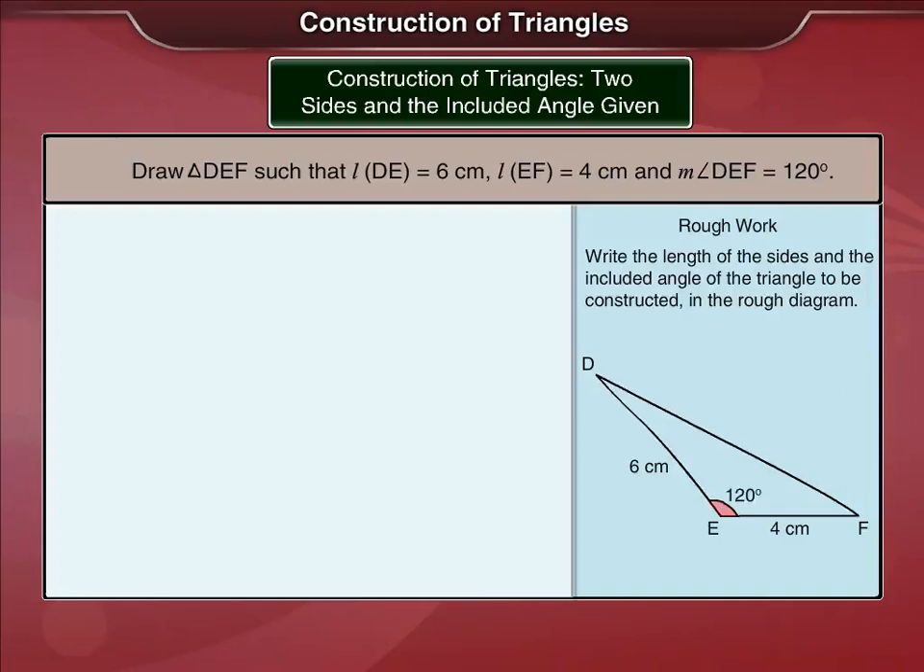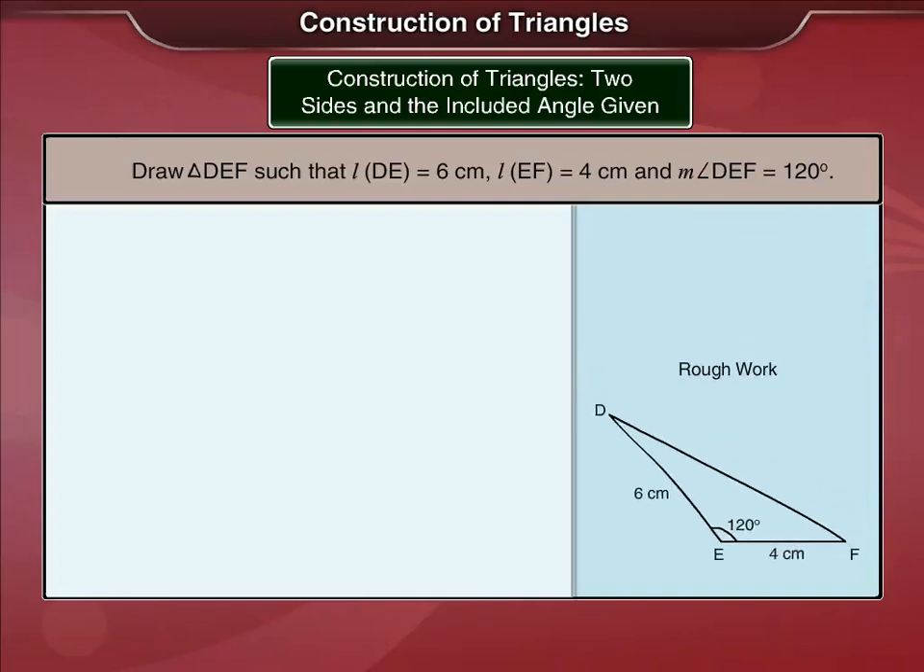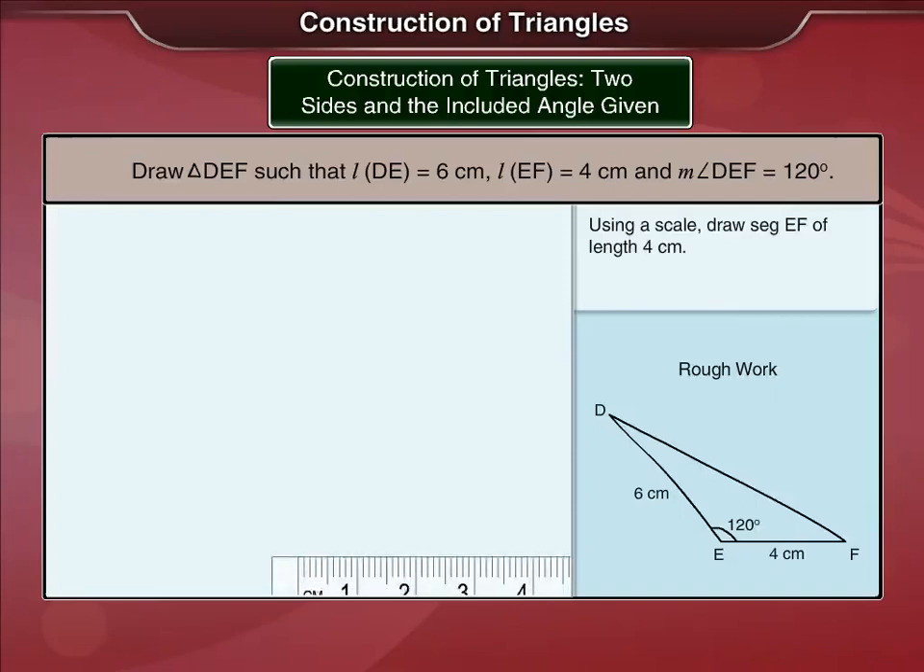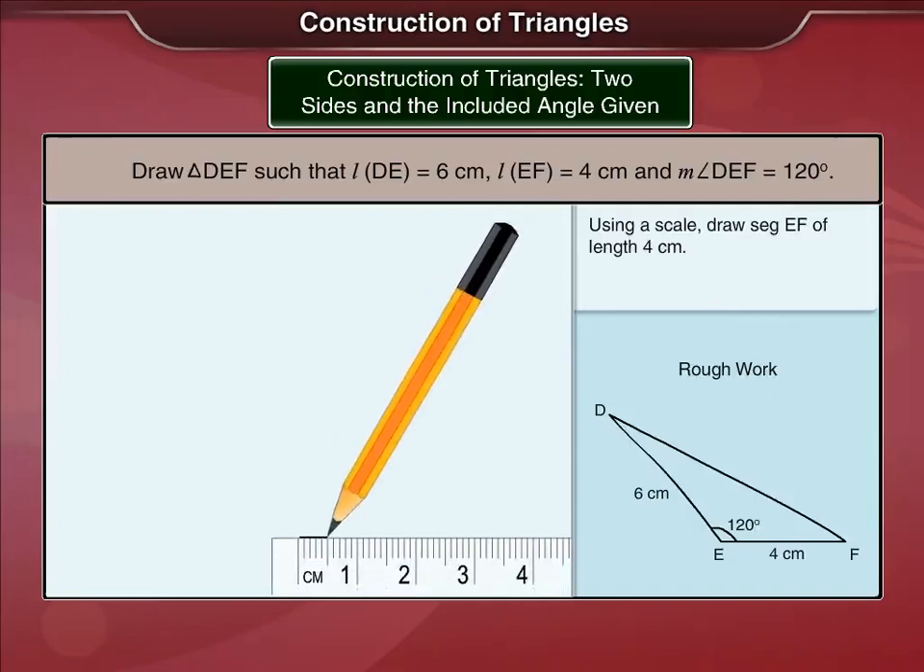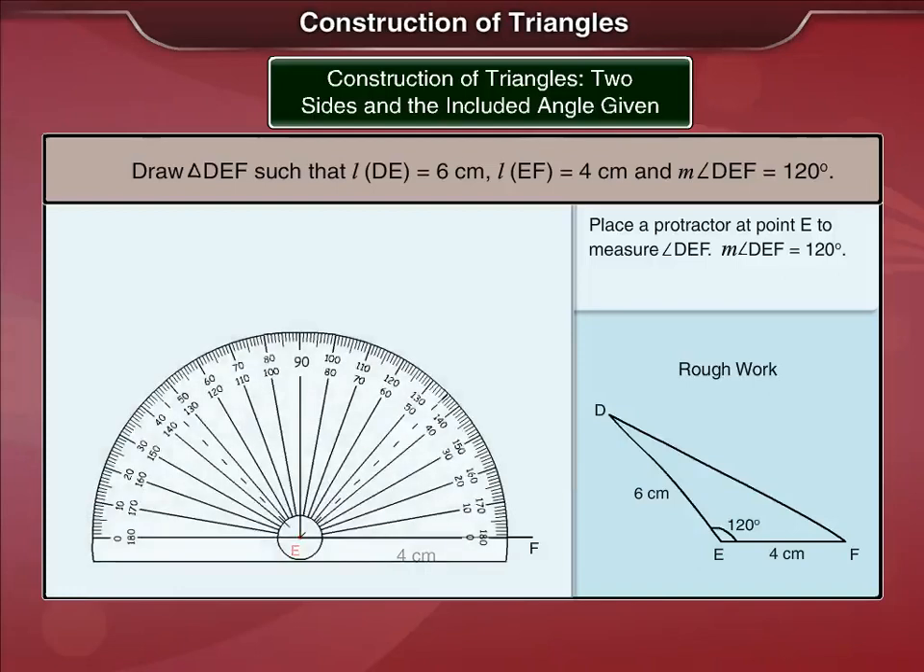With point E as center and 6 centimeters as radius, draw an arc intersecting ray EX at point D. Join point D and point F. The required triangle DEF has been constructed.